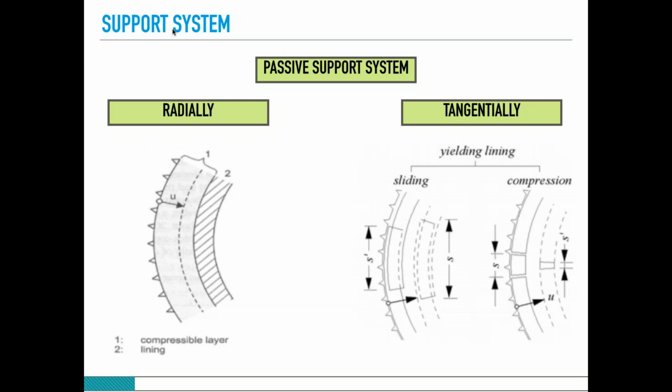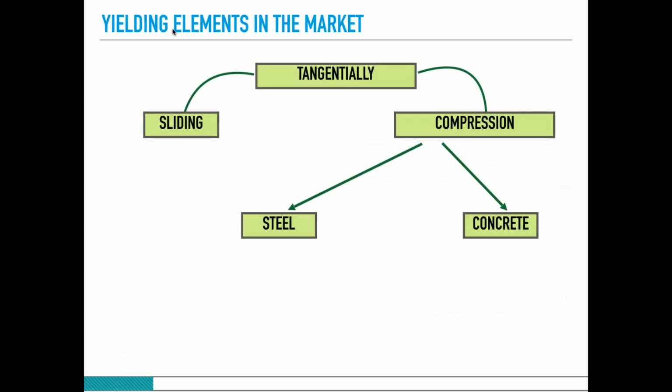Yielding elements also deform, as shown here, tangentially. However, they can apply this deformation by means of two parts sliding on each other, which we mostly see in the mining industry, not in the tunnel industry, and by means of compression. Most yielding elements in the market for tunnels with 6 to 10 spans are in the compression branch and made of steel or concrete.